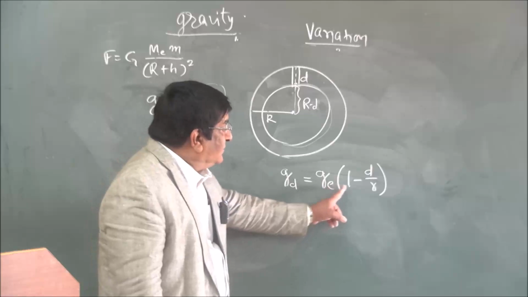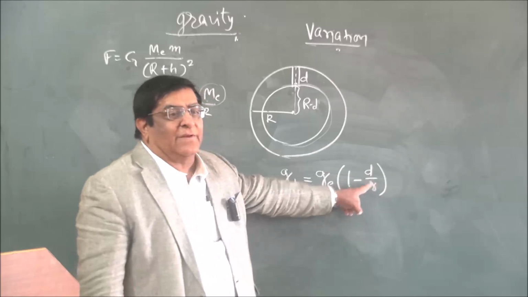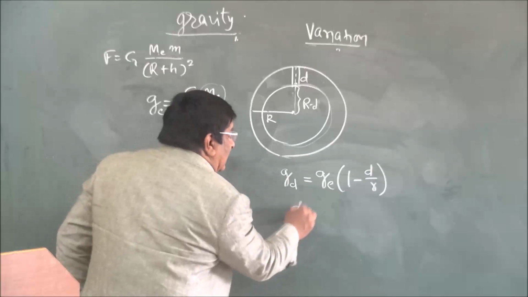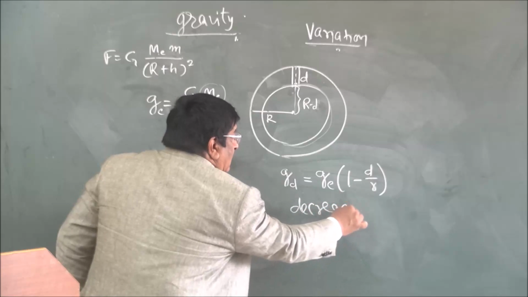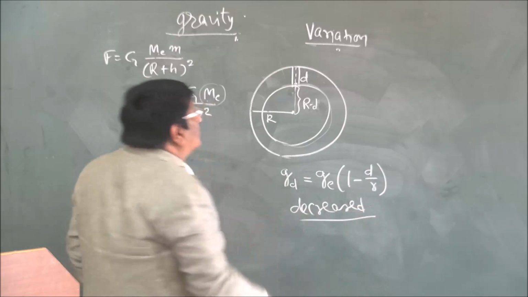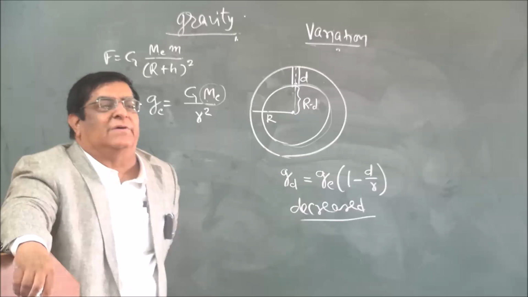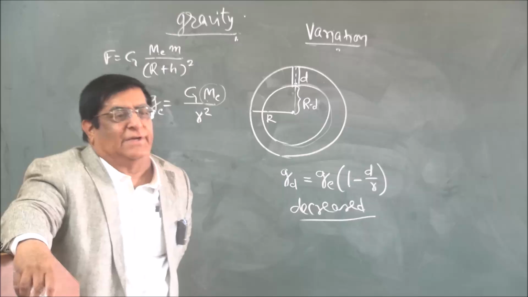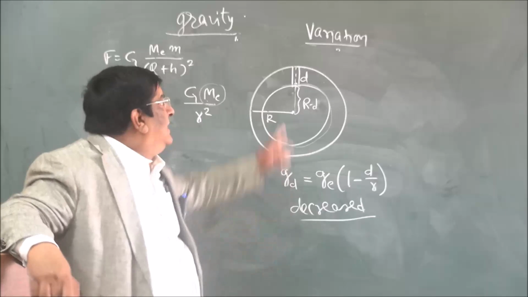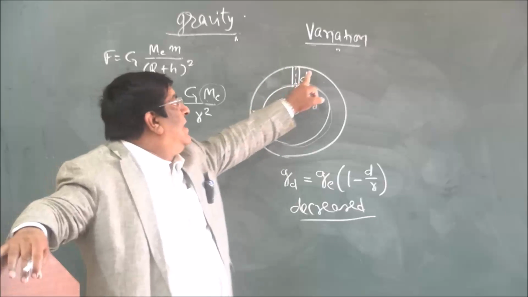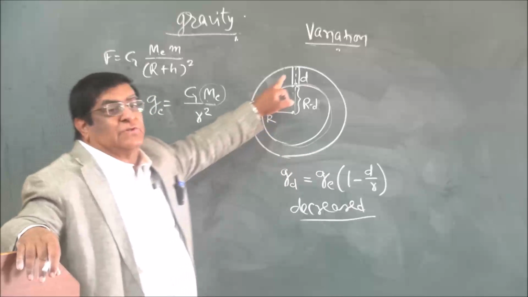And you see, it is g minus something. That means it has again decreased or reduced. So when we go inside, what happens to the gravity? Decreases. Can you tell me that when we go inside, why we should neglect this?